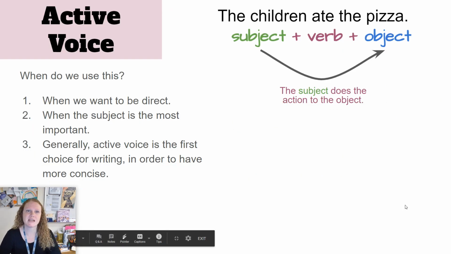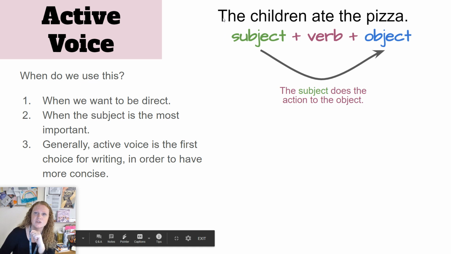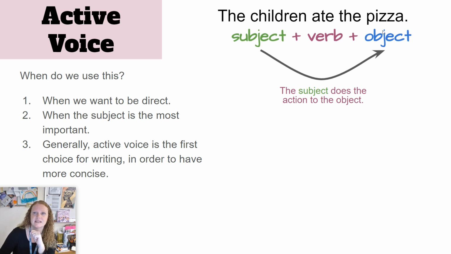So when do we use active voice? When we want to be direct and when the subject is the most important. And generally, active voice is the first choice for writing in order to have more concise writing and make sure that it's more accessible to the reader. We use active voice as the first choice unless there's a specific reason. So check it out. The children ate the pizza. We've got the subject out in front. The verb is ate, and the pizza is the object.